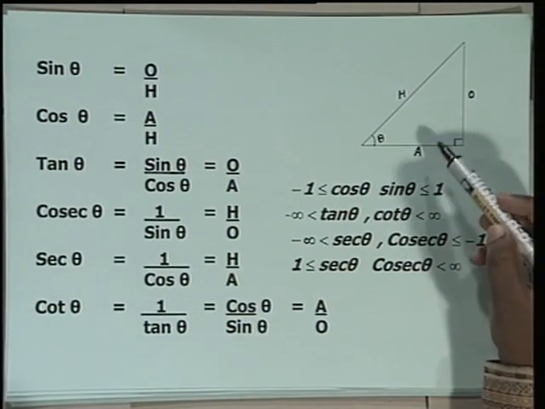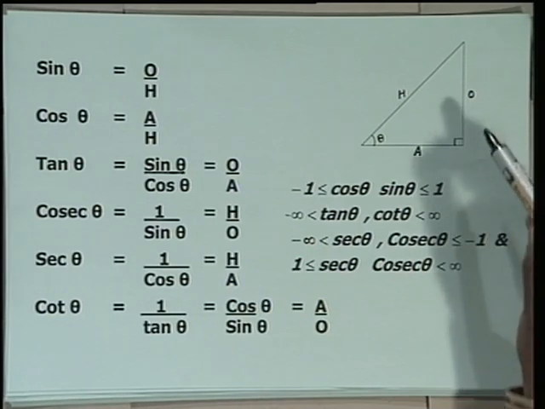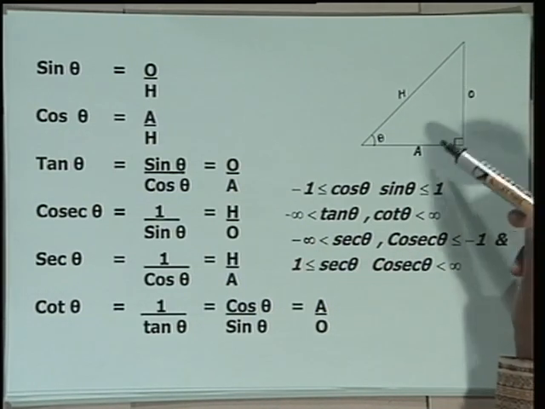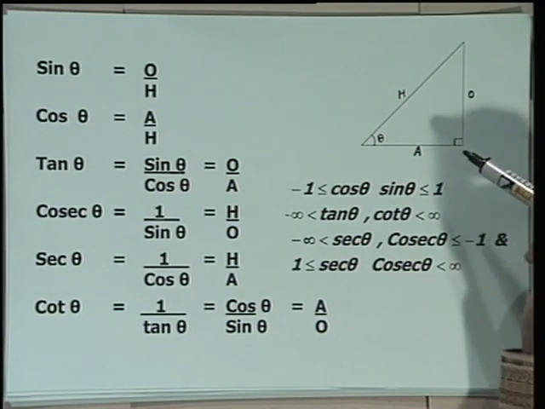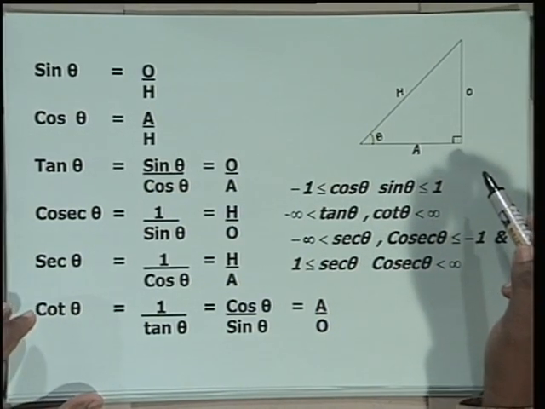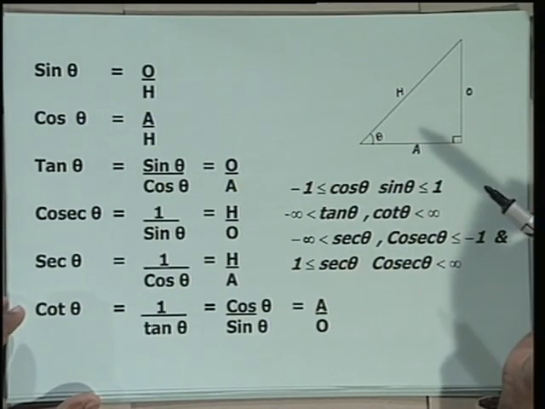Consider a right angle triangle. We have labeled the sides as H for the hypotenuse, A for the adjacent side, O the opposite. That is, H represents the length of the hypotenuse, A the length of the adjacent side, and O the length of the opposite side. And the acute angle is represented by theta. And we'll define the 6 trigonometric functions for this angle theta.